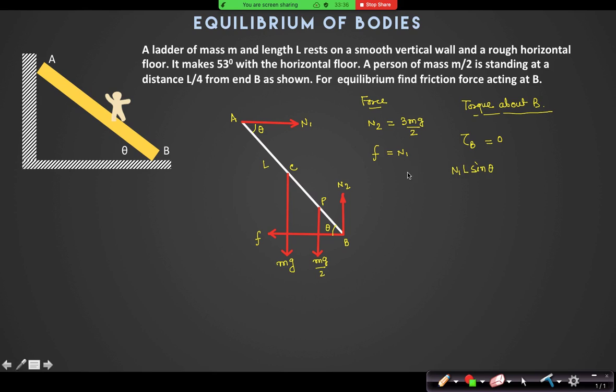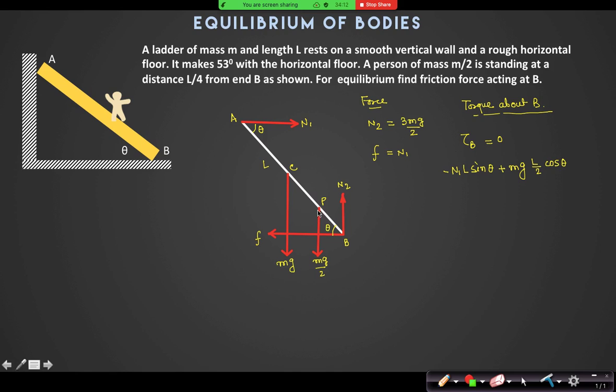Good. In which direction does this torque of N1 act? Going into or out of the plane? It's into the plane. Okay, let it be minus if I take into the plane. What is the torque of mg about B? It's out of the plane. So plus mg into L by 2 cos theta. L by 2 cos theta, yes or no? Cos theta.